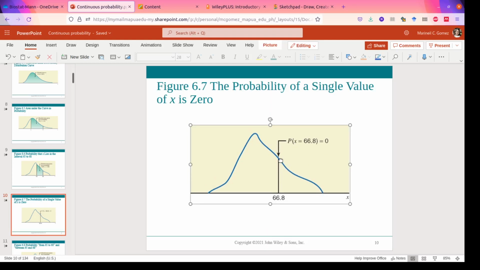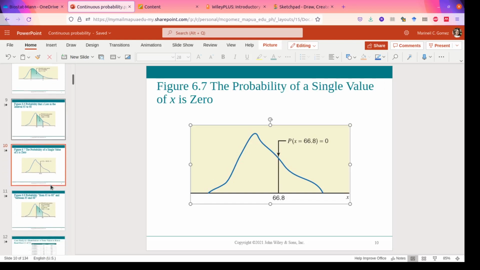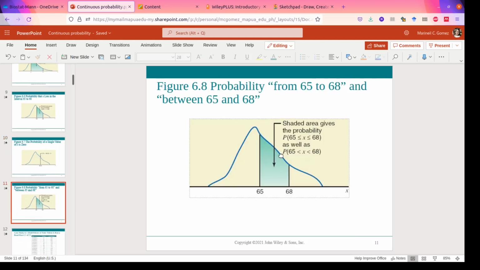And again, consider the area beneath the curve at a single point. You will have a very, very thin line, which is still a one-dimensional line, so it has zero width. So you will have a zero area, so a zero probability. If we define a certain interval between 65 and 68, it won't become zero. So of course, you will have a shaded region here.